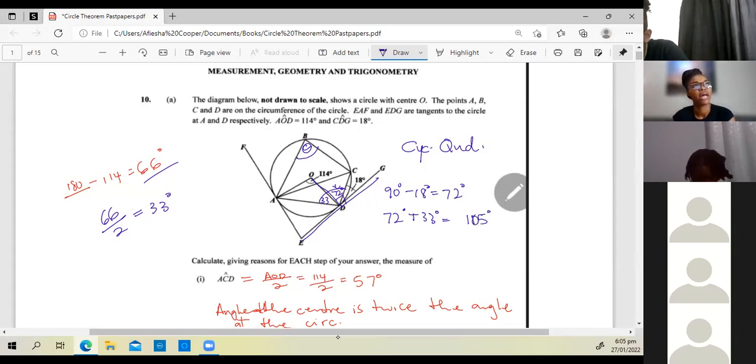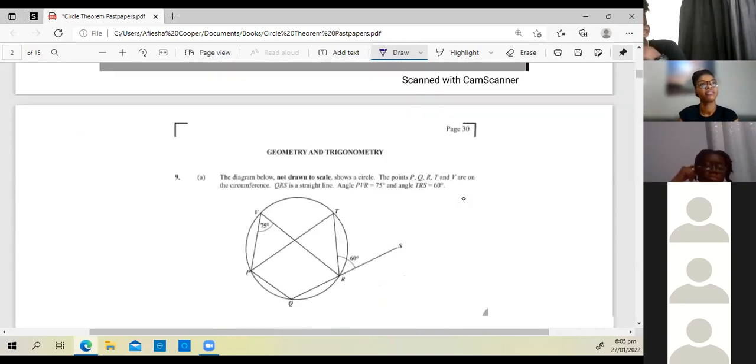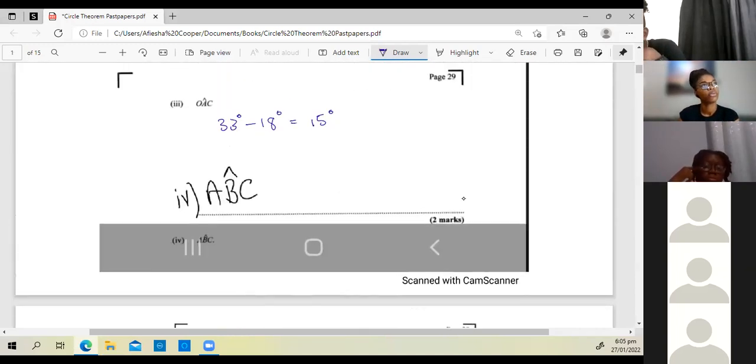105. Nice. 105. So therefore, how much is ABC? ABC would be the difference, 180 minus 105 degrees, which is 75 degrees.